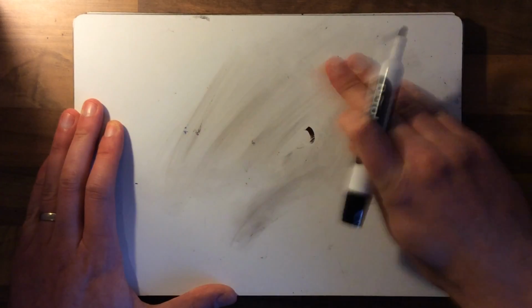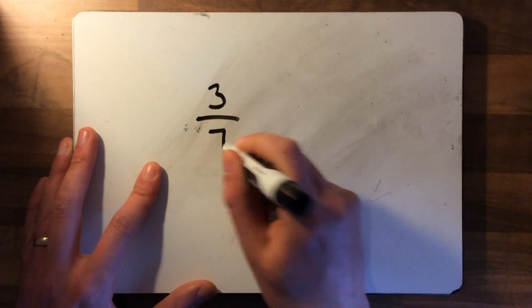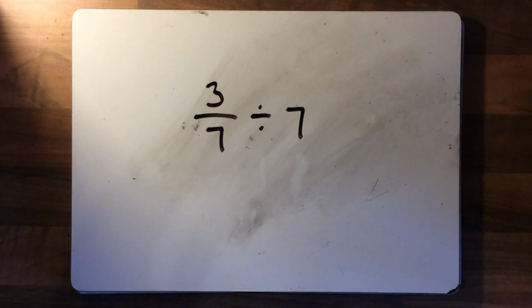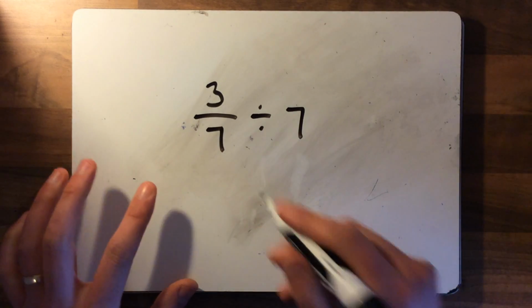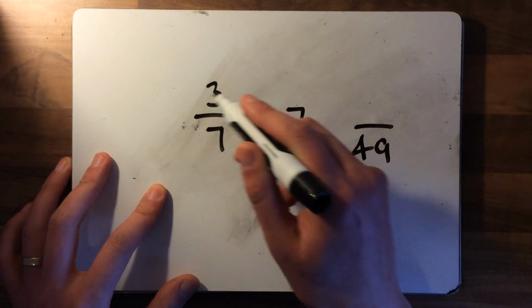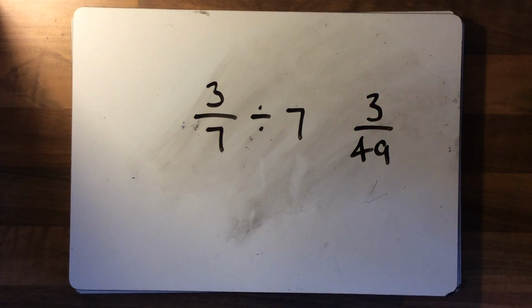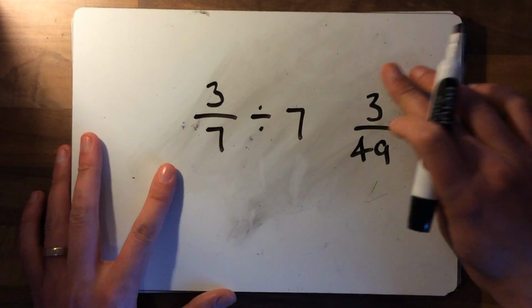So we'll do one more then, Year 6, and let's do 3 sevenths divided by 7. Have a go at that one for me. So 7 times 7 is 49, and the numerator comes over to 3 over 49, which again cannot be simplified. I'm just going to keep the same question here.